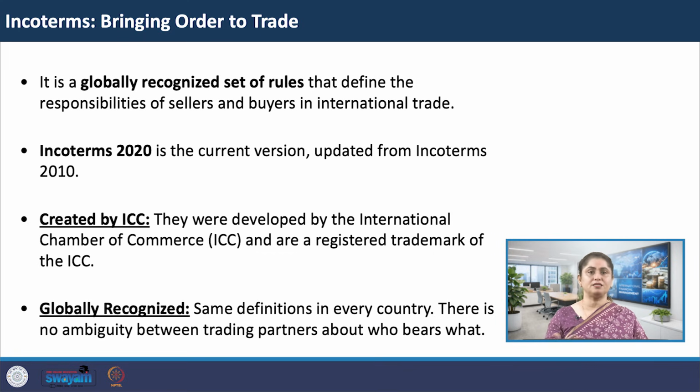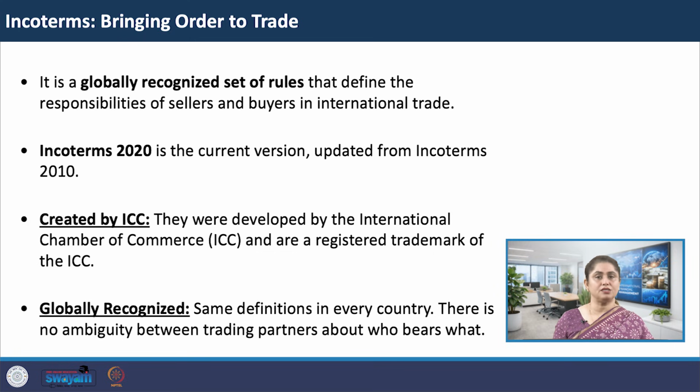For example, if they say FOB Mumbai, now both parties know without any further negotiation exactly where the risk transfers, who pays freight and who handles export clearance. The four properties shown in the card below tell us why Incoterms matter so much. First, it is created by ICC.